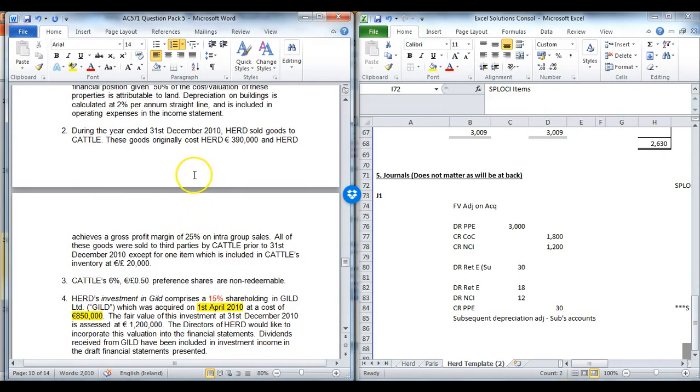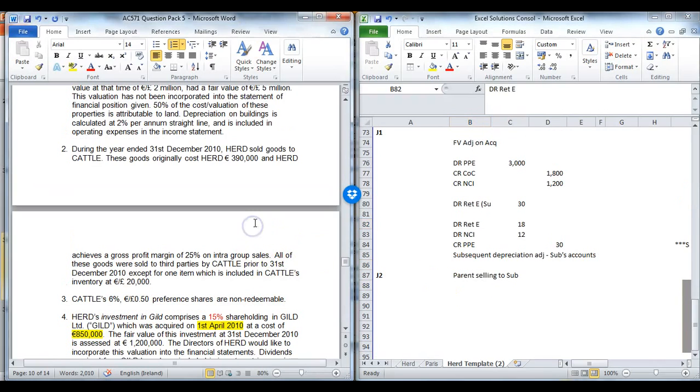Next working is, we know it's already intergroup trading and unrealized profit. So if we look here, Journal 2, Herd sold goods to Cattle. So straight away the parent selling to sub. So we're told in this question, the goods originally cost Herd 390,000 and Herd achieves a gross profit margin of 25% on intergroup sales. All of these goods were sold to third parties except one item which is included in Cattle's inventory at 20,000.